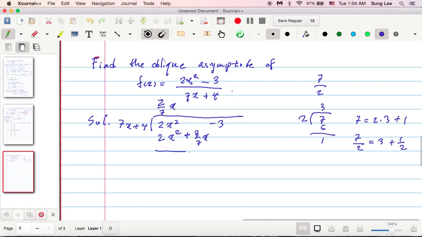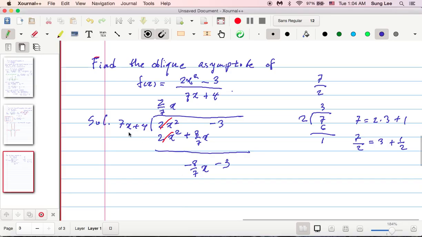Now we are going to subtract it. If you subtract it, these two will be gone, and that leaves negative 8 over 7 x. Negative 3 comes down as it is. So now the next step is we're going to get rid of this, negative 8 over 7 times x.